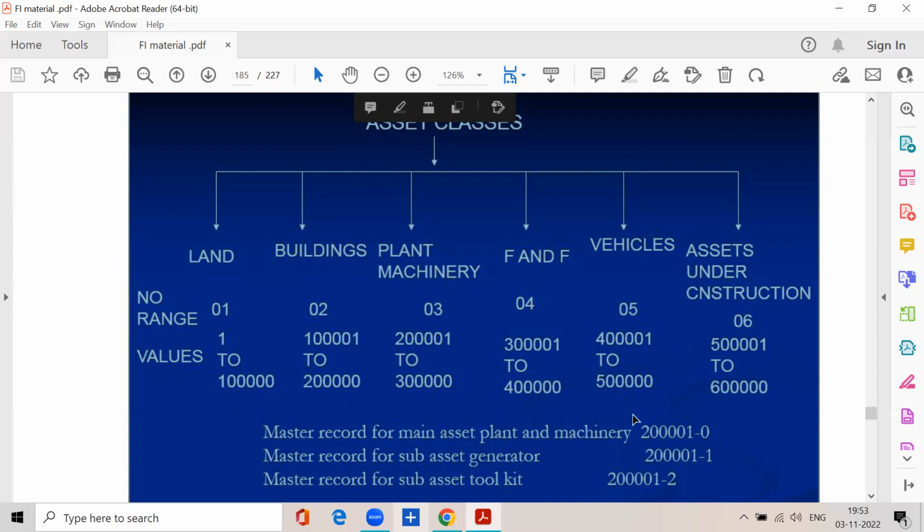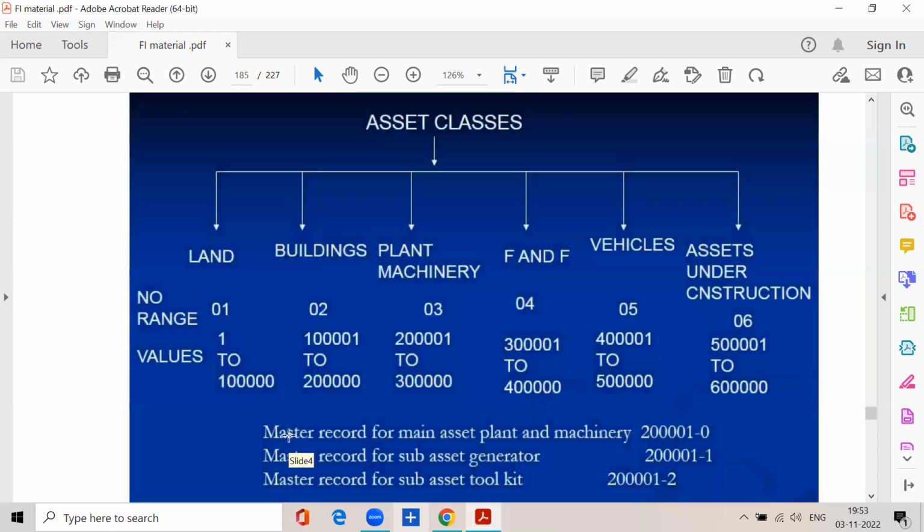Then the system will take one number, 2 lakh 1. In addition to 2 lakh 1, the system will assign another number, that is, for example, 0. This is called the sub-asset number. So every asset master record is identified with a main asset number and a sub-asset number.